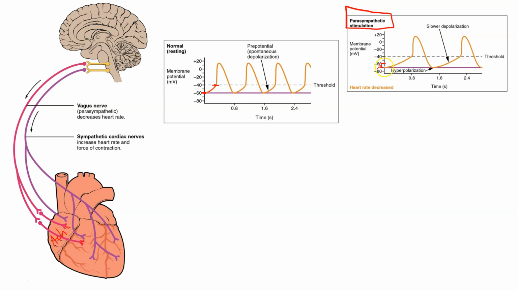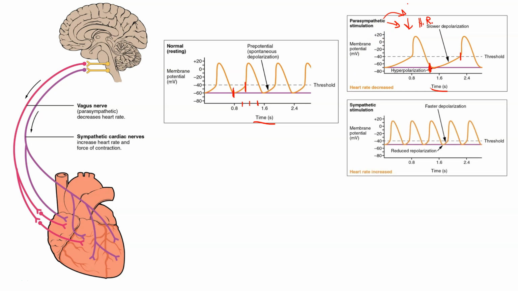So it takes longer for these cells to reach threshold. That's actually going to lead to a lower heart rate, because if it takes longer for those cells to send a depolarization, then there are fewer depolarizations that can happen in a given minute. So the beats per minute are going to be less. And in essence, the parasympathetic nerves have lowered heart rate.